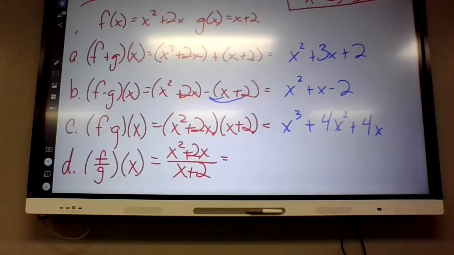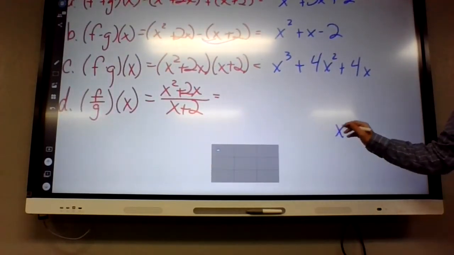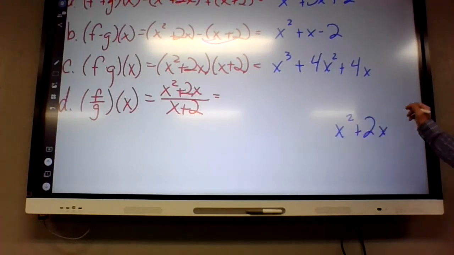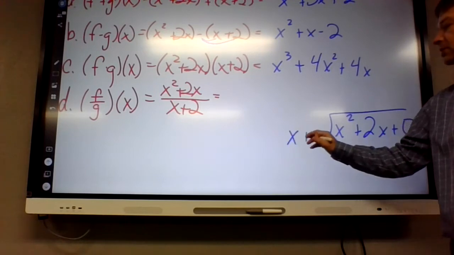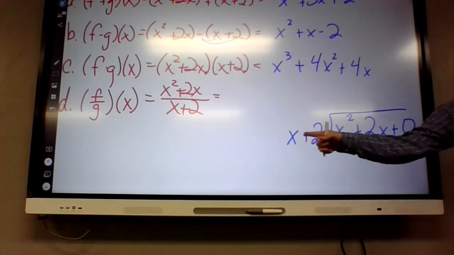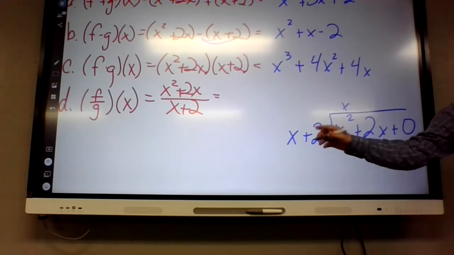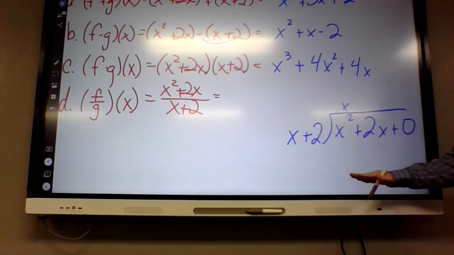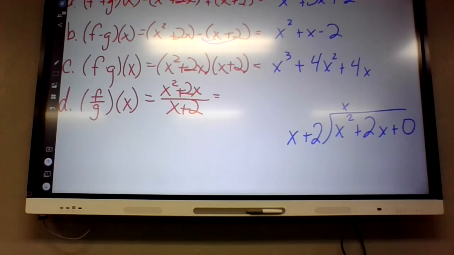Okay, there's actually 3 ways to do D. Let's see how many you guys can think of, or hopefully you can think of one way. Okay, long division. You guys know what that means? Might put a plus 0 there, but that's long division. X goes into x squared. How many times? X times what equals x squared? X. Do x times this, put it down here, subtract. Start over. What's another way?